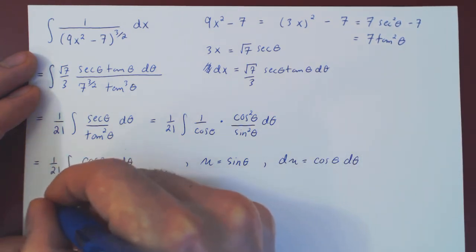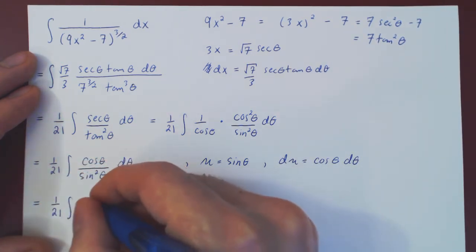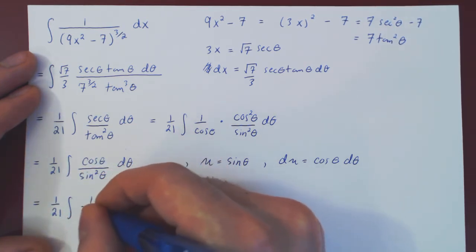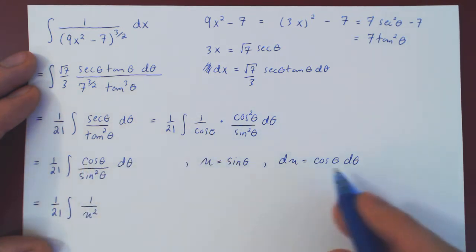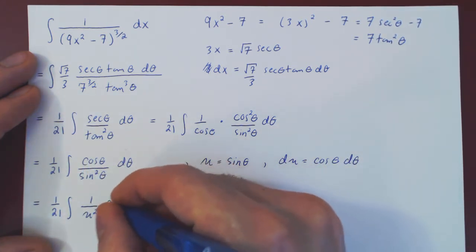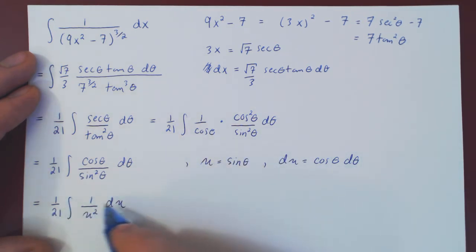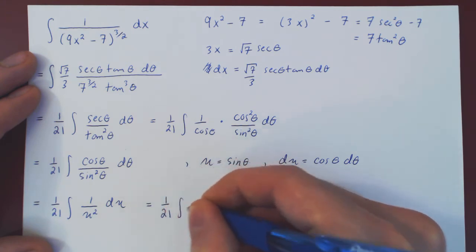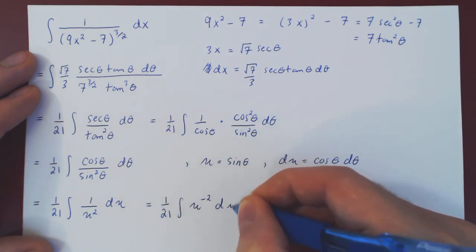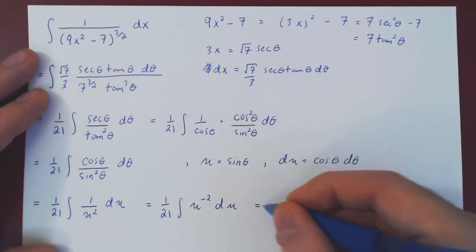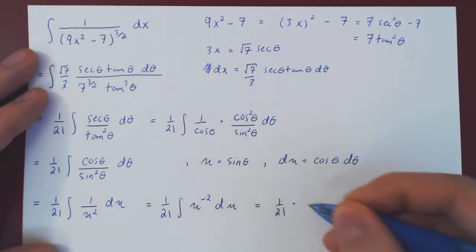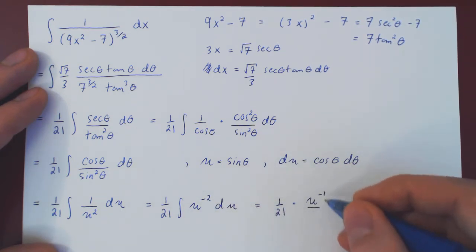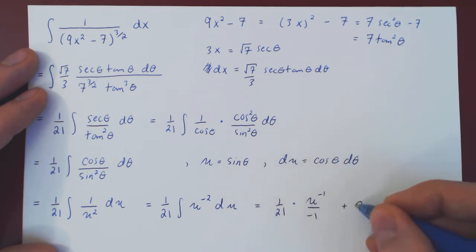And so the integral becomes 1 over 21, 1 over sine squared, but this is 1 over u squared, and the numerator cos theta d theta is quite simply du. And we can of course integrate 1 over u squared by bringing it back up as a u to the negative 2 and using the power rule. So we have 1 over 21 stays up there, times. We add 1 to the exponent, so negative 2 plus 1 is negative 1, and we divide by the new exponent, negative 1 plus c.